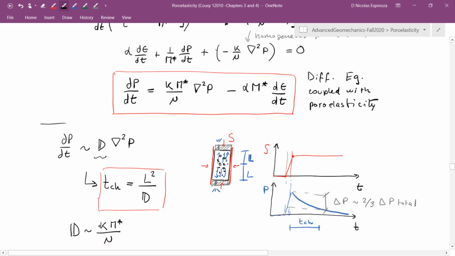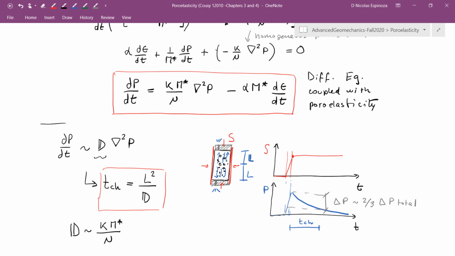And you can see that if the diffusivity parameter is over here, the higher the viscosity, the higher is going to be the characteristic time, the lower the permeability of the medium, the higher is going to be the characteristic time, and also the bigger the modulus of the sample, the smaller is going to be the characteristic time. So all these variables are going to play a role on how much time it takes for a given sample and a given geometry to dissipate pore pressure.